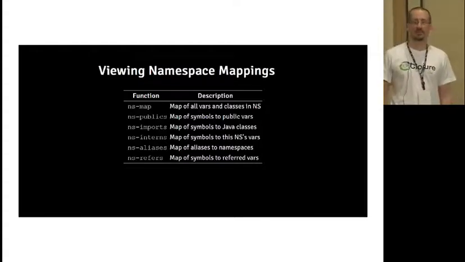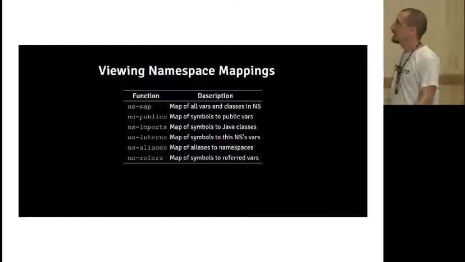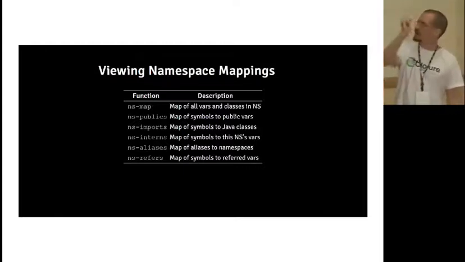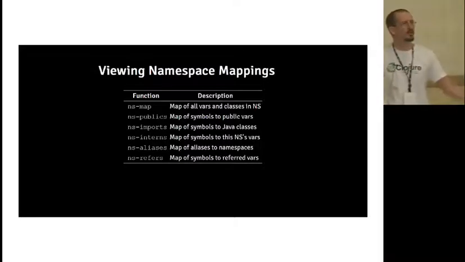What does the user namespace look like? What are the maps of symbols to values that it gives you? Call ns-map, and it will show you all the symbols that map to either vars or classes. That's kind of the broadest one. Shows you the most stuff. But there are others, too.